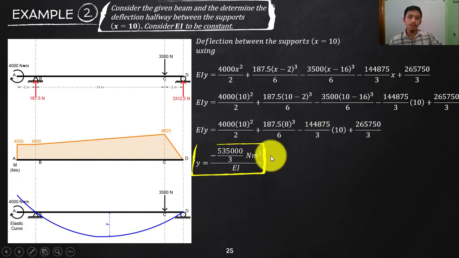So calculating this, you will end up with a negative 535,000 over 3 Newton, since we established that from Newton and meter. So Newton meter cubed, and then all over EI. So if you have your EI, substitute that one, of course apply unit cancellation, then you will end up with meter or millimeter. It's up to your conversion. That's the negative. So it means at x equals 10, so somewhere midway B and D, that is your y. So it is a negative.